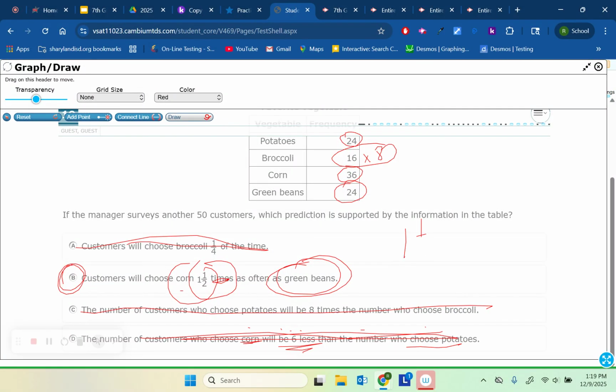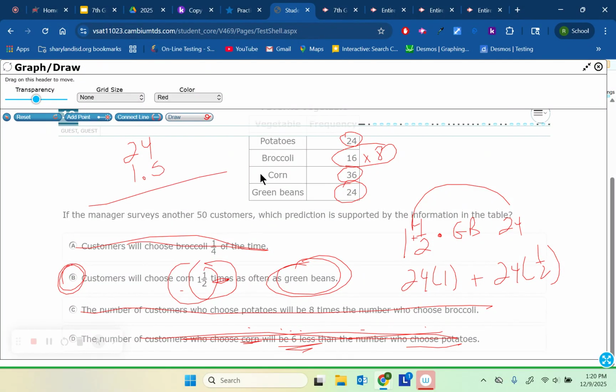So 1.5 times green beans, which is 24. This is a distributive property problem because there is a plus here. This is 24 times 1 plus 24 times 1/2. I want you to think about it that way. Your teachers might have told you to do this, but we stink at multiplying this way. Most of my 7th graders struggle with multiplying that way because we get lost with that decimal.